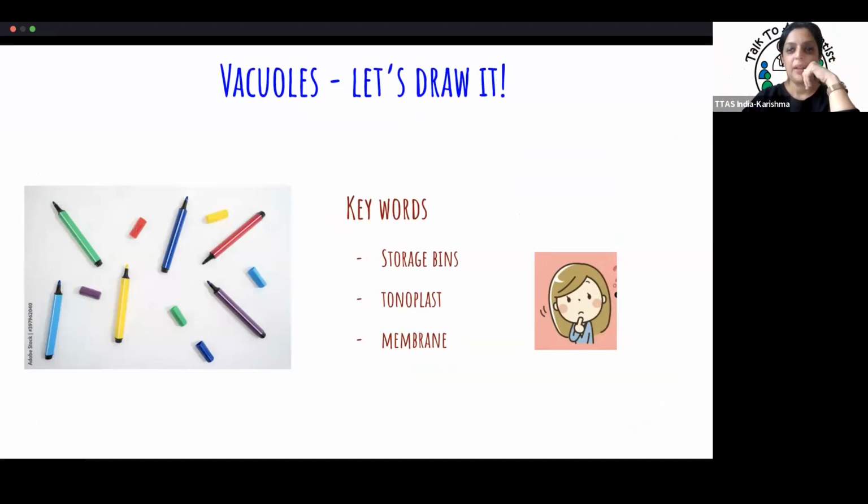Okay. So we are coming to the end of our art with the vacuole. Very shortly, we are all going to see our artwork and take a selfie. Okay? Yes? How's it going? How's the storage bin going?